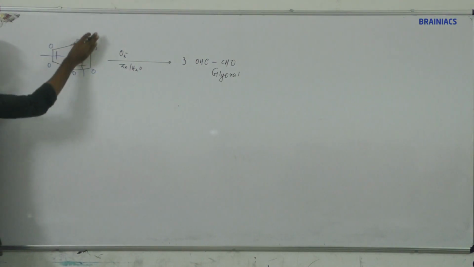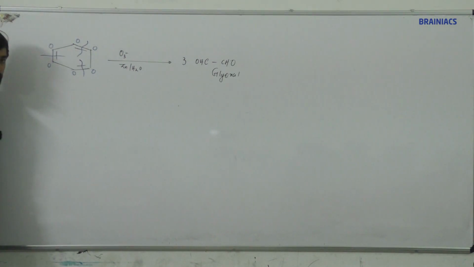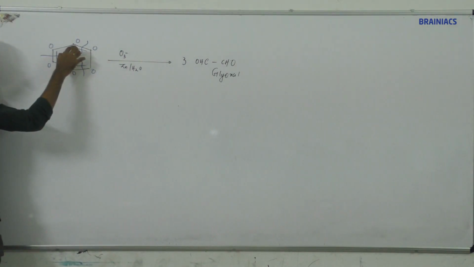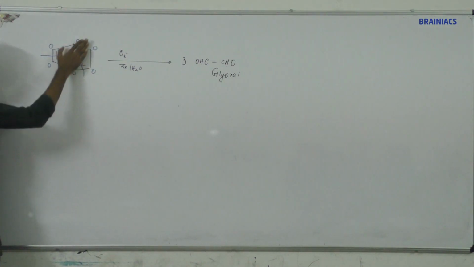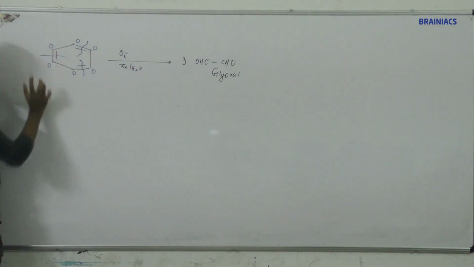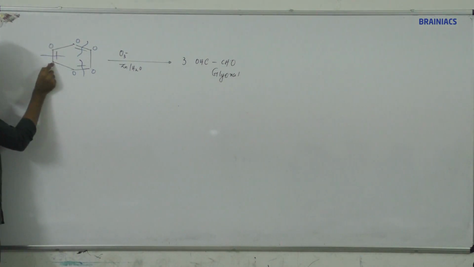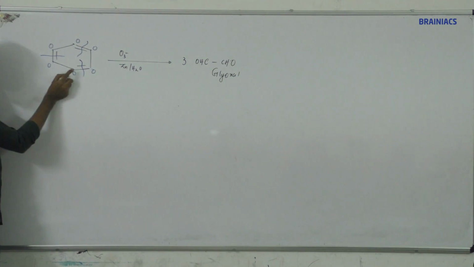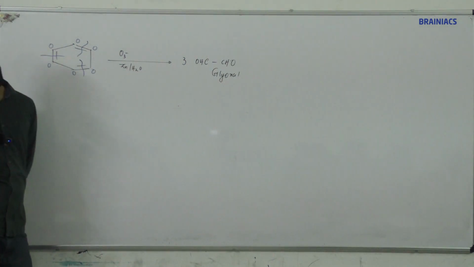Now there is no connection like this, or like this. It is cleaved. So we have CH here, it becomes CHO, single bond, CHO. CHO, CHO, no connection. So 3 moles of glyoxal, okay?